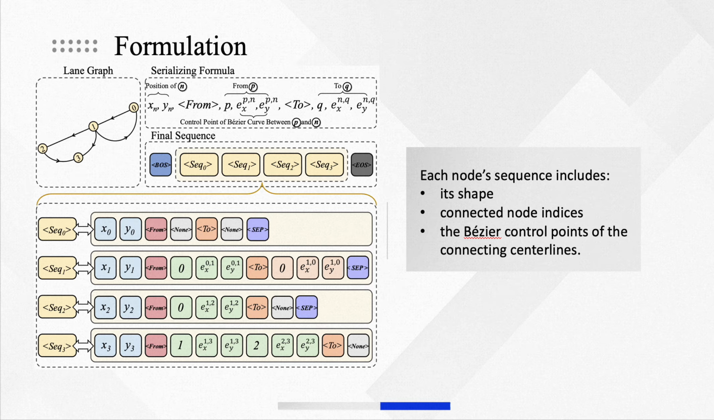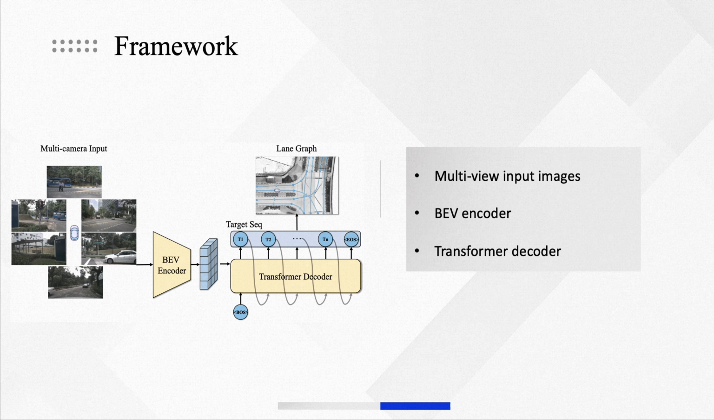Next, we discretize positions and control points, excluding special tokens and indices. Coordinates in the ego vehicle's frame are mapped to discrete bins, each assigned an integer. We employ a BEV encoder to transform surrounding camera perspective view images into BEV features. Subsequently, a transformer decoder generates tokens of the target sequence.